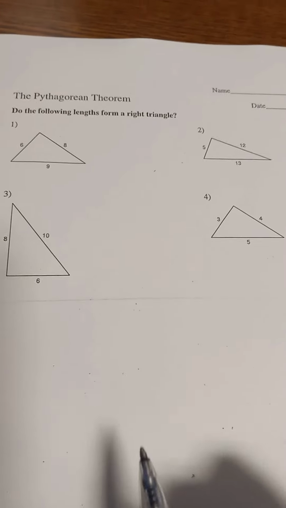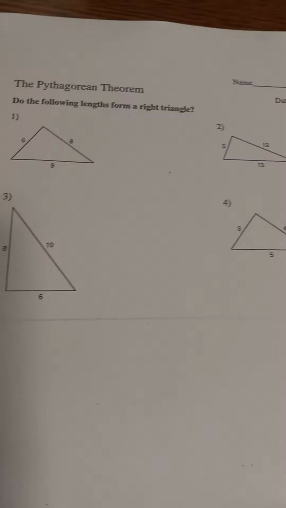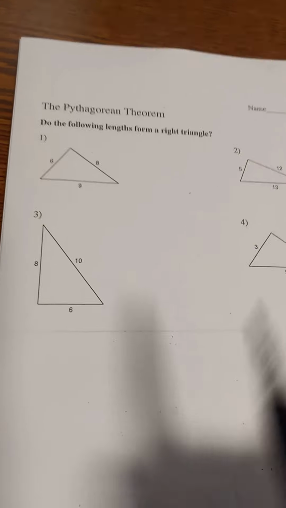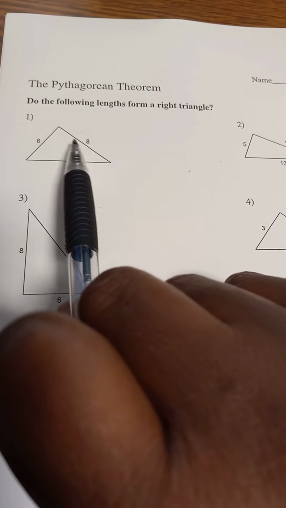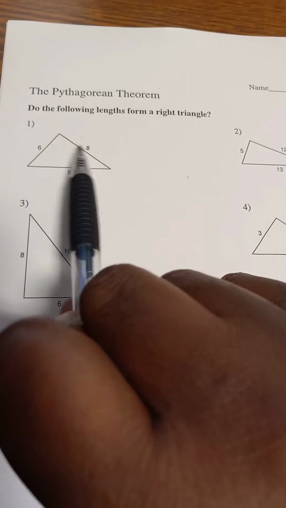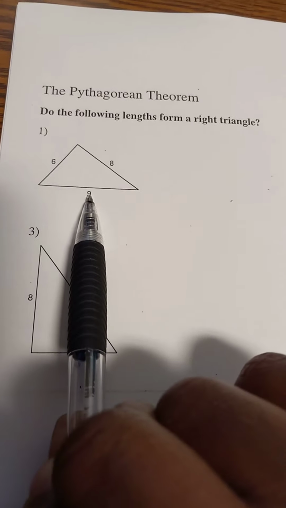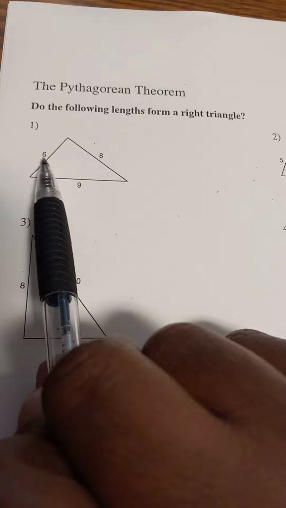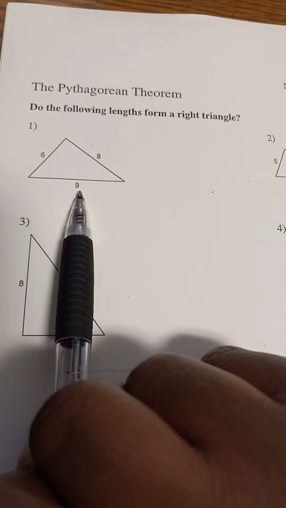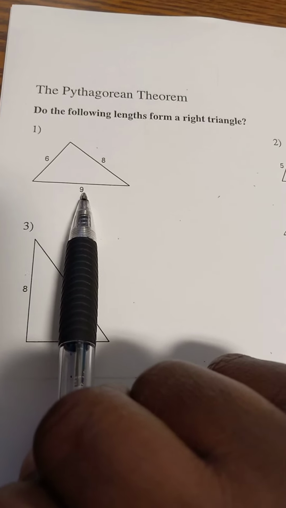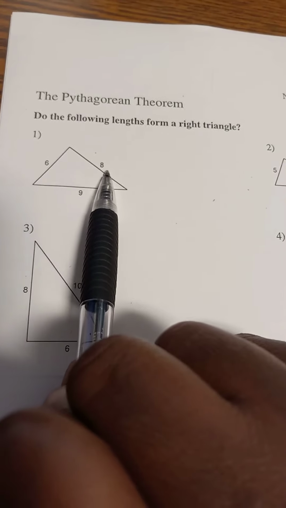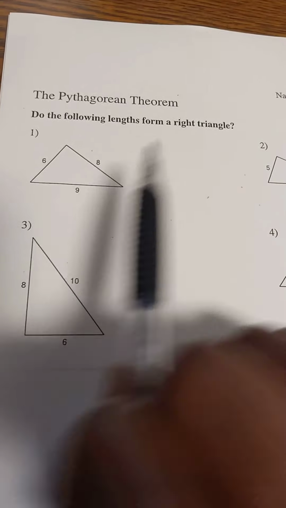We're going to use the converse of the Pythagorean Theorem to figure out if these triangles are right triangles. Now, say we have 6, 8, and 9. The two shorter sides are 6 and 8. The longest side is 9. Pay attention, it says 6, 8, and 9, right? If this is a right triangle, then the two shorter sides, 6 and 8, must satisfy the relationship with the longest side.